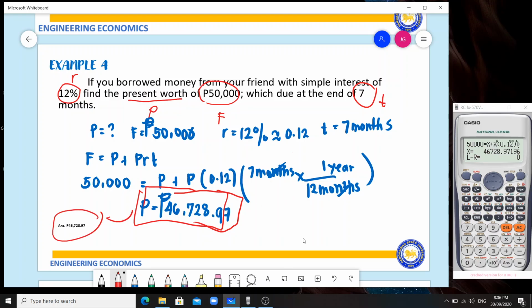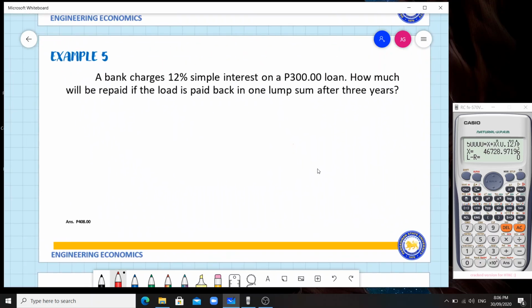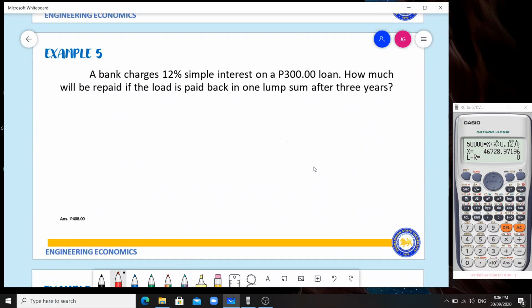So, let's proceed to the next. Example number 5. A bank charges 12% simple interest on a 300 peso loan. How much will be repaid if the loan is paid back in one lump sum after 3 years? So, tingnan natin ha. You have to be good in reading comprehension kapag economy. Kasi, kailangan mong i-label ng maayos yung given at kailangan mong malaman kung anong hinahanap. A bank charges 12%, so ito ay malamang the rate of interest. On a 300 peso loan, how much will be repaid?